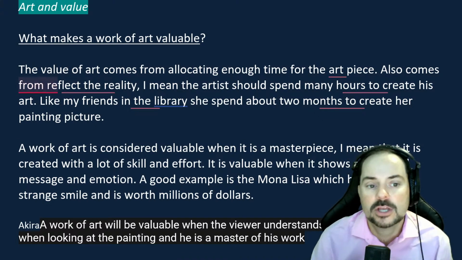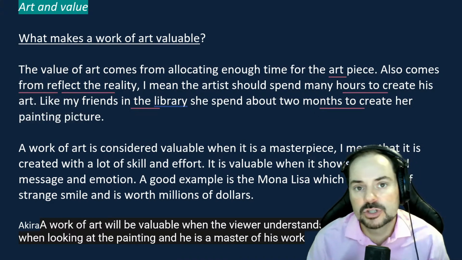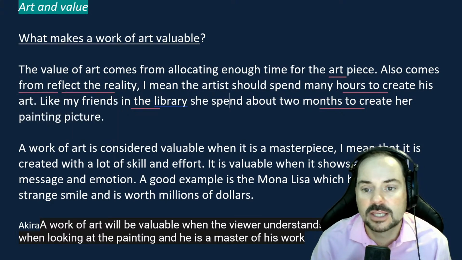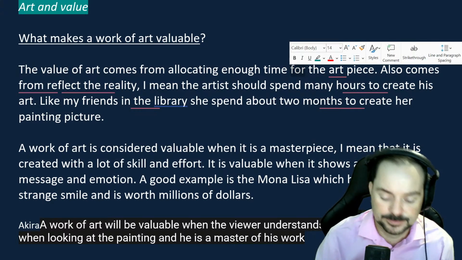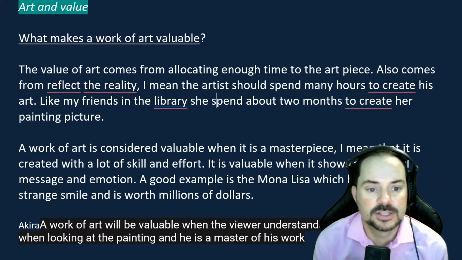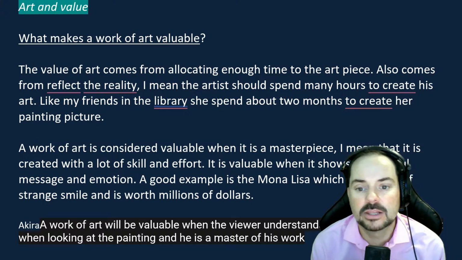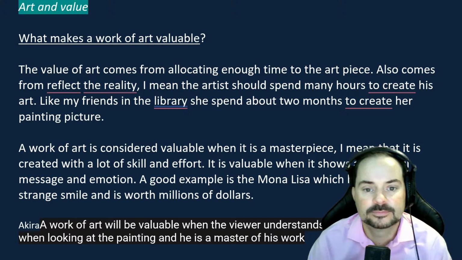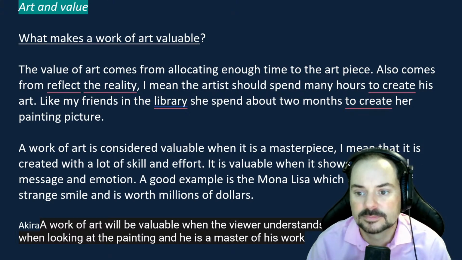So the sentence, I was able to understand it, but it just wasn't accurate enough for that higher band score. So the correct sentence here, let me just read it and then repeat after me. So the value of art comes from allocating enough time to the art piece. Just repeat that sentence, Ghazi. The value of art comes from allocating enough time to the art piece.